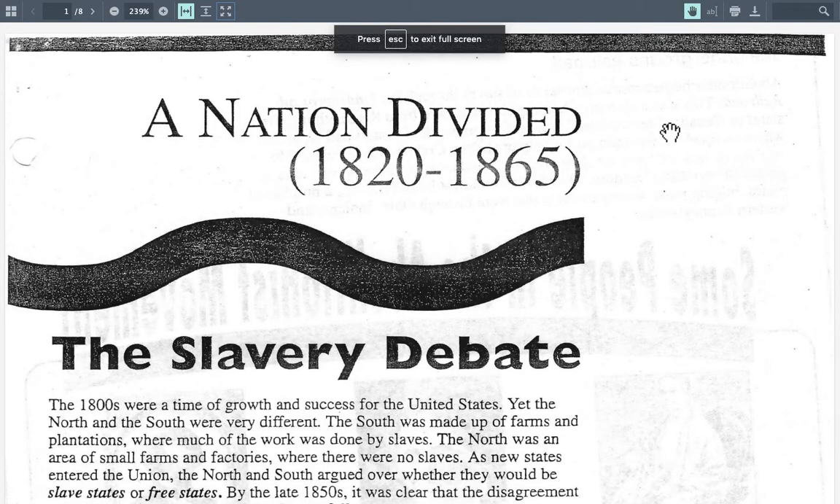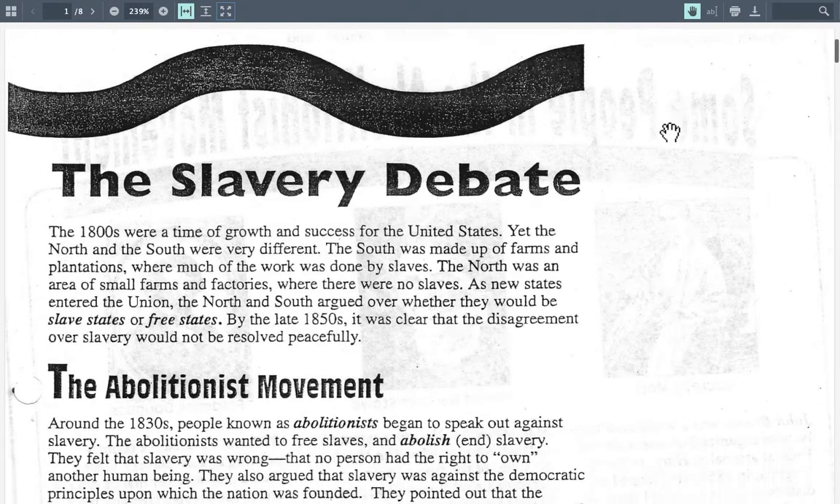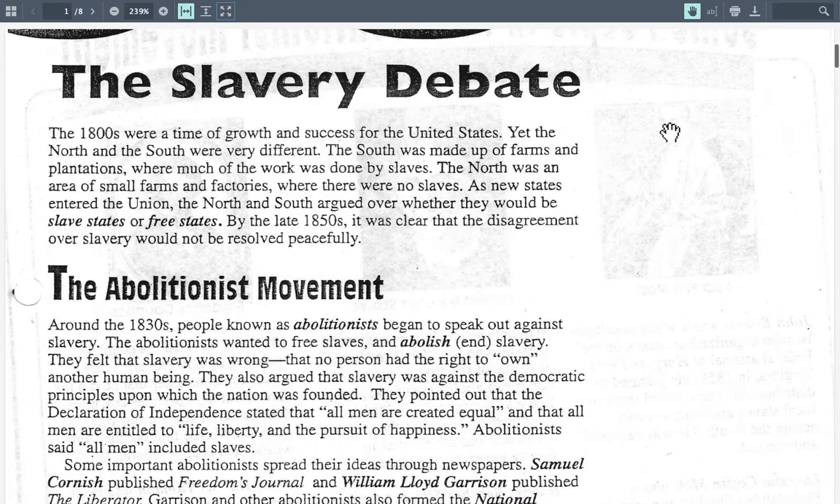A Nation Divided, 1820 to 1865. The slavery debate. The 1800s were a time of growth and success for the United States. Yet the North and the South were very different. The South was made up of farms and plantations where much of the work was done by slaves. The North was an area of small farms and factories where there were no slaves.